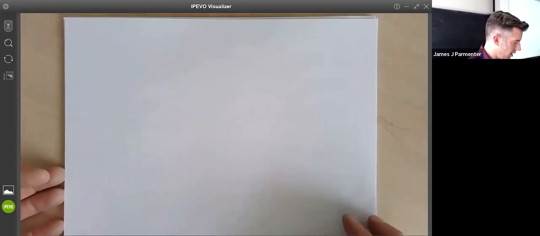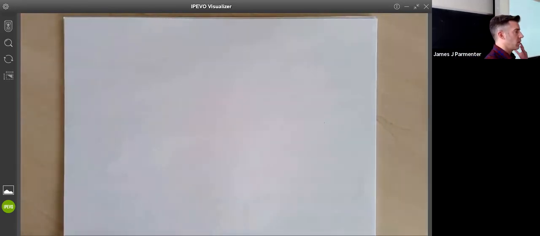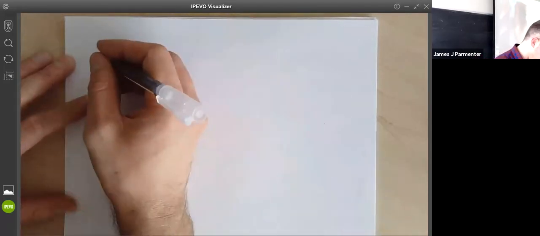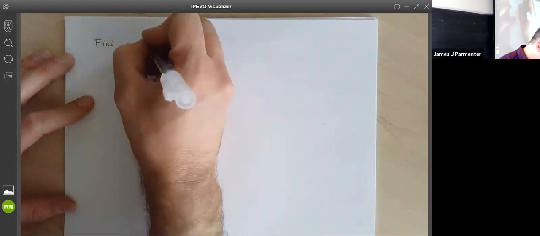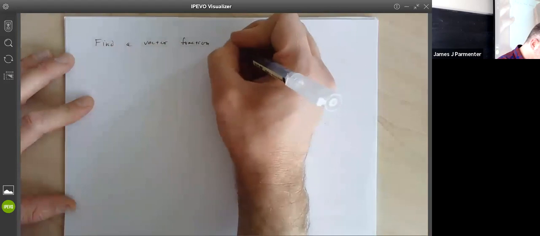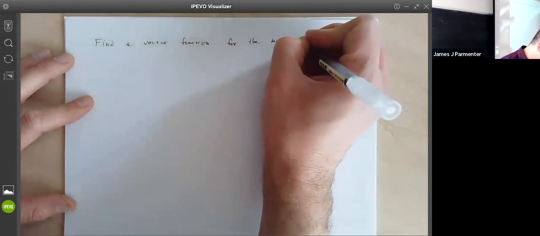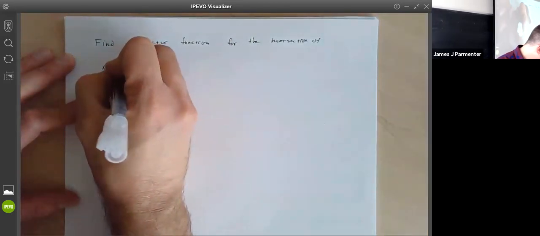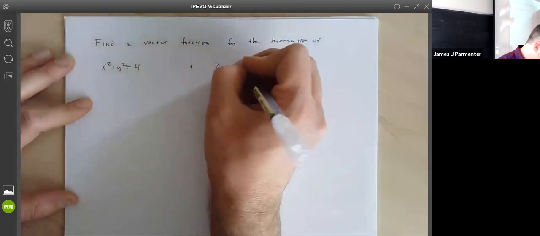A lot of this vector valued stuff is helping us set up what we're going to be doing in 21D. So let's look at an example here. Let's find a vector function for the intersection of these two curves, x squared plus y squared equal to 4 and z equal to x squared.